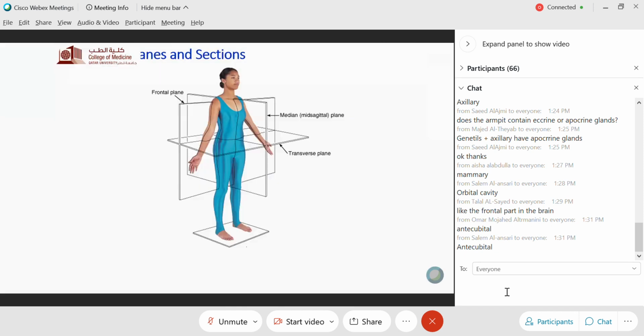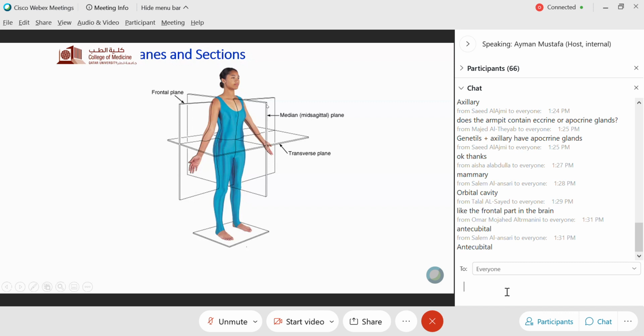Now let's talk about the planes. So we have two vertical planes, median and frontal, and we have one horizontal plane, the transverse plane. You should be able to describe precisely each plane. So let's start with the median plane. The median plane is also called mid-sagittal. So mid-sagittal has the same meaning as median.